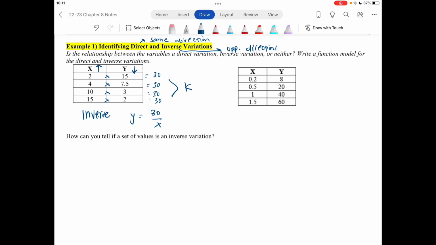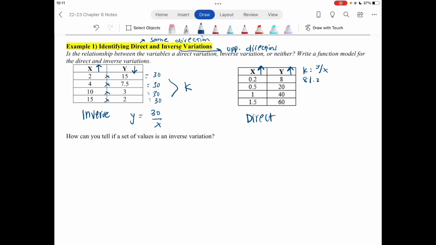In our second example, again, let's check. Our x's start at 0.2, end at 1.5, so they are increasing. Y starts at 8, ends at 60, so they're also increasing. Since they're both going the same direction, this tells us that we do have a direct variation. And with direct variations, the constant is always equal to y divided by x. And it's super important that we always do y divided by x, not x divided by y.